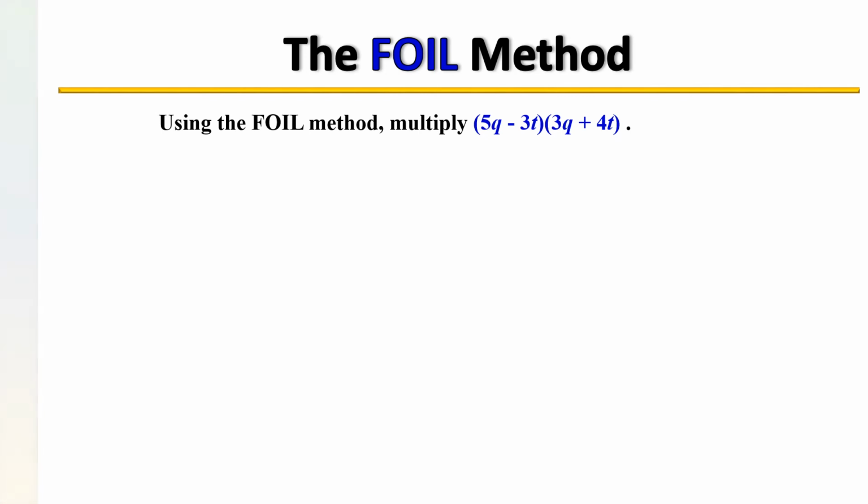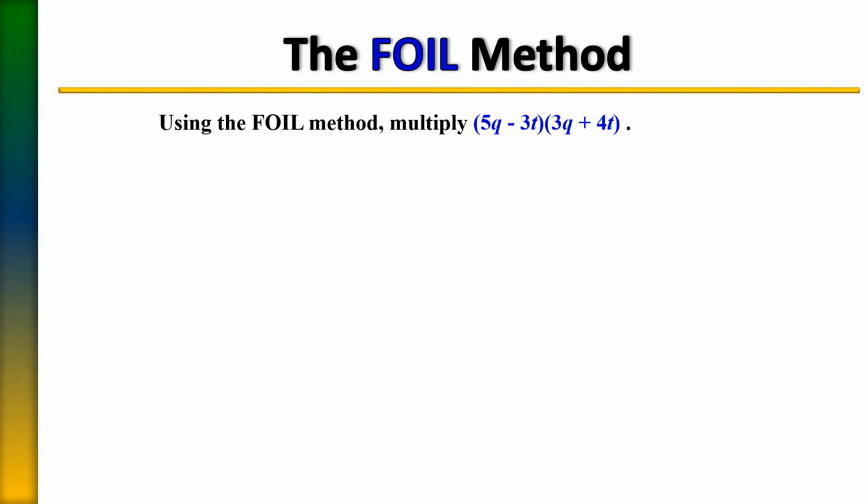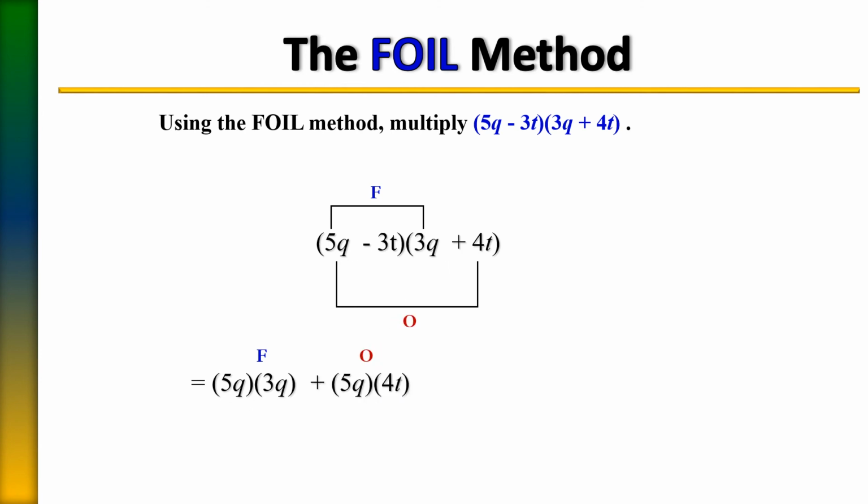Let's multiply these two binomials using the FOIL method. We have 5q minus 3t times 3q plus 4t. FOIL stands for multiply the first terms together, then the outer terms, the inner, and then the last terms. Let's see what we have here. We have 15. How many q's do we have?